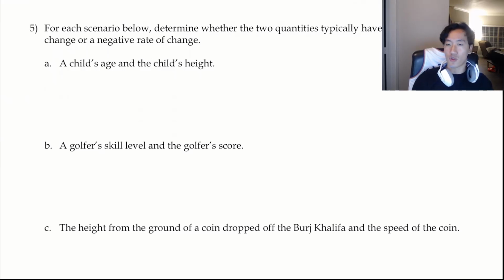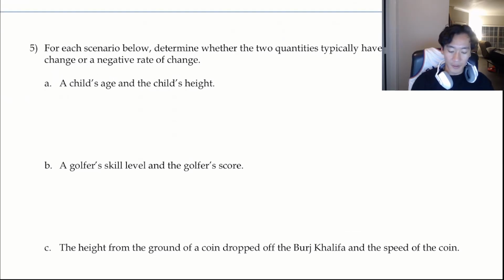So pause here, try it out, and we can do it together. So let's see. It says for each scenario below, determine whether the two quantities typically have a positive rate of change or a negative rate of change. Okay, easy enough. So part A is saying, well, if you have a situation with a child's age and the child's height, well, typically a normal person who grows up over time tends to increase in height.